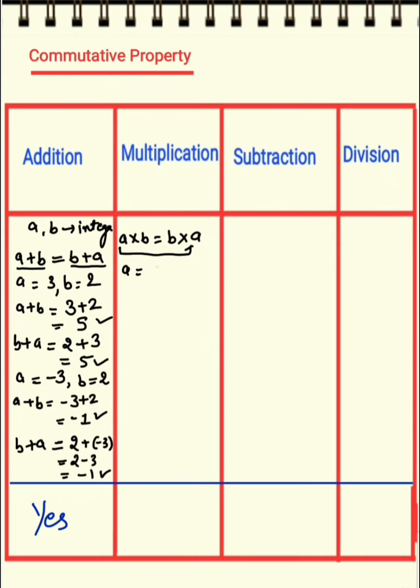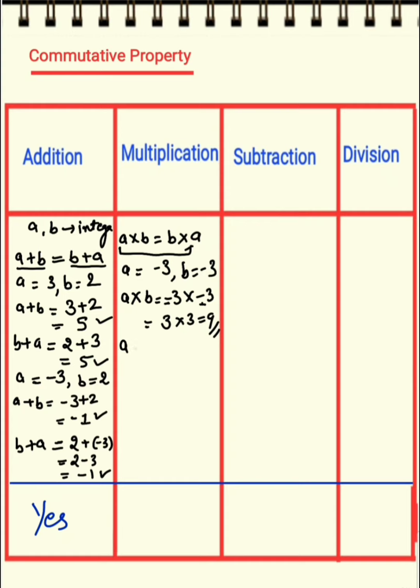a, I'll take negative 3 and b, I'll take negative 3. So a multiplied by b is equal to negative 3 multiplied by negative 3, which is equal to, which sign will come here? This is negative, this is negative. So we have an even number of negative numbers. So it means we'll get the result in positive. So it will become 3 into 3, which is equal to 9, which is also an integer.